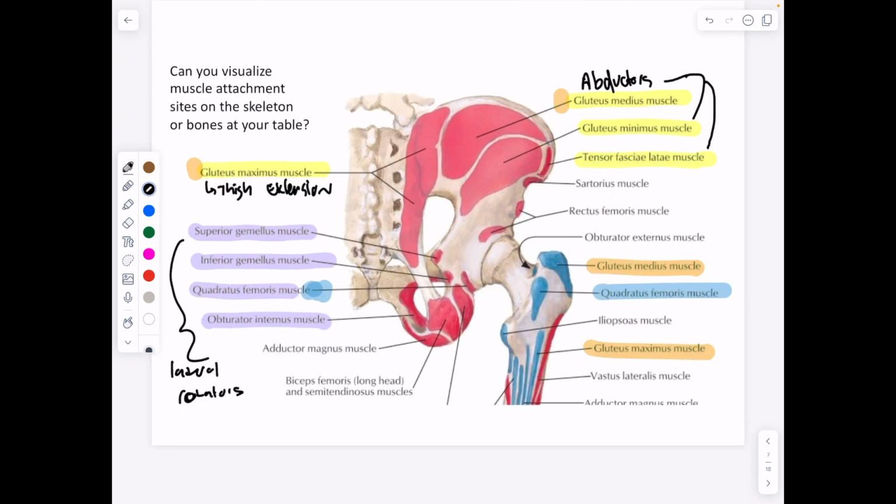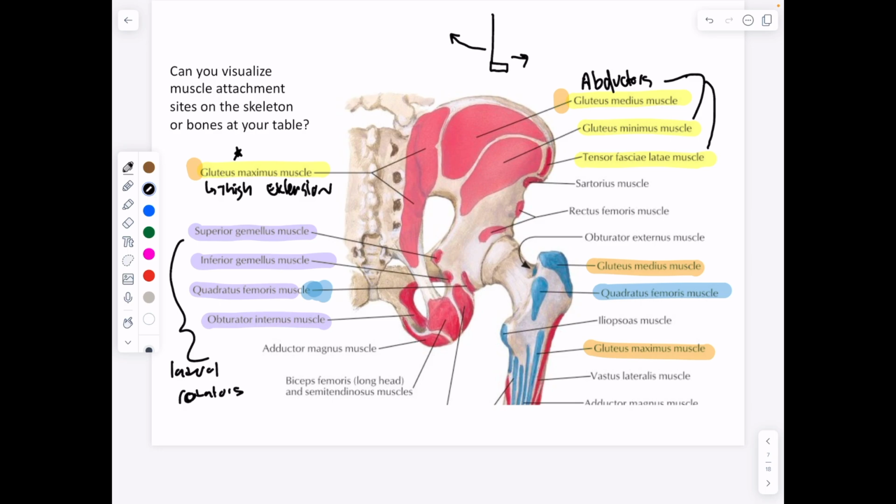Okay, not too bad. Can you visualize the muscle attachment sites on the skeleton or bones at your table? So we have our gluteus maximus, which is primarily doing thigh extension, right? And so that's, if you're looking at a person from the side with their foot facing this way, extension of the thigh is going to be moving the leg that way, backwards.